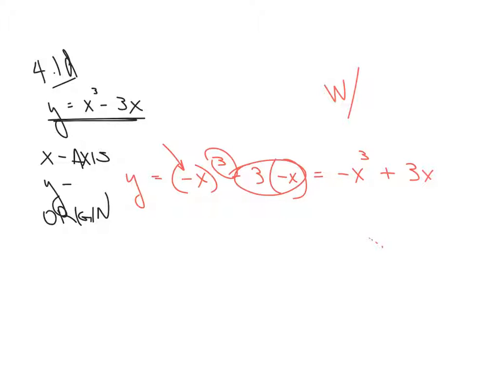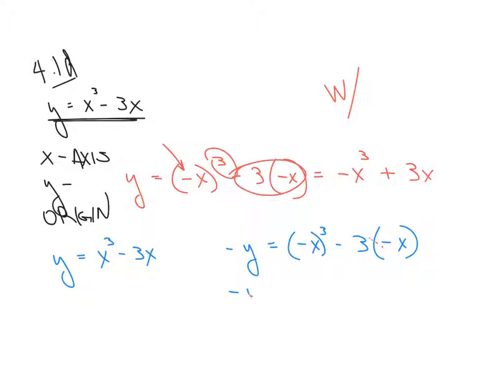Okay, anyway, so we have our original one, which is y equals x cubed minus 3x. And our new one, where we're replacing the x and y with negatives. So negative y equals negative x cubed minus 3 times negative x. So again, this gives us negative y equals negative x cubed plus 3x. Now, this is a key thing here. Notice what we've got. Every term here is the opposite of here.